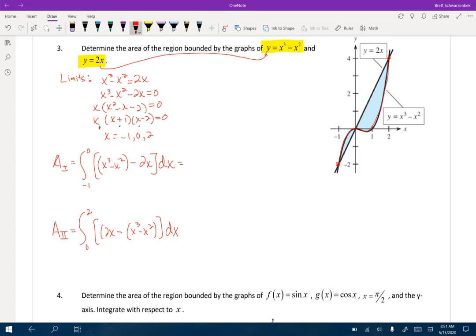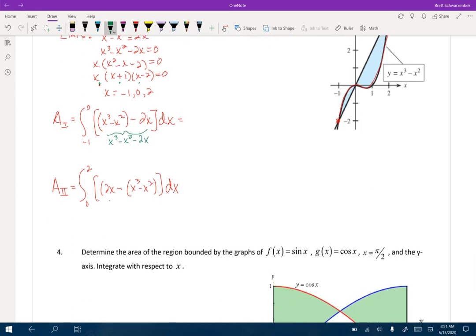So again, why don't we do a little mini work here. This is just going to be the way it looks, x cubed minus x squared minus 2x. But this one, not so easy. We have to distribute the negative to both of these. Therefore, when we organize, we're going to get negative x cubed plus x squared plus 2x. So basically, if you look at this equation and this equation, one is the negative of the other one.